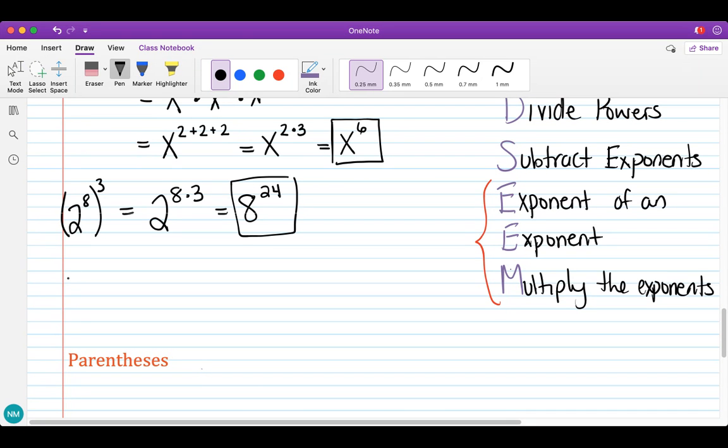Let's do one more. 17 to the 40th power to the 4th power. So this goes to 17. The base stays the same. And then 40 times 4 is what? 4 times 4 is 16. You add a 0, so it's 160.